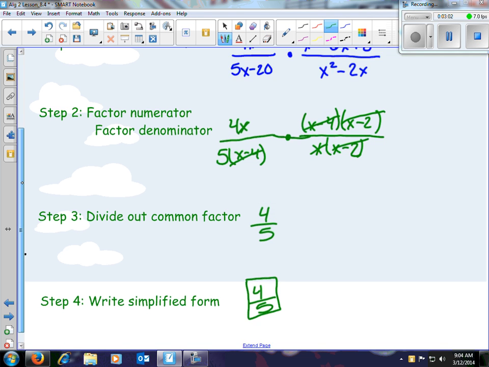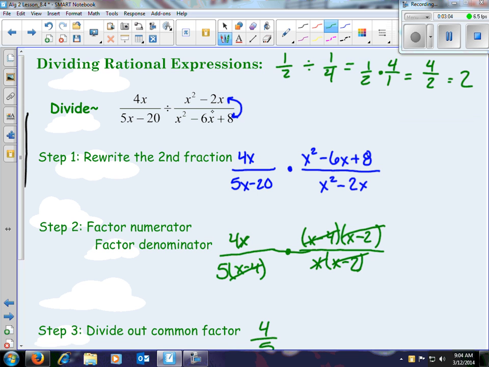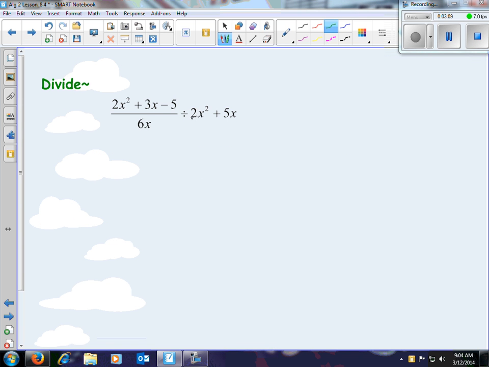So really, division isn't anything different than multiplication. We just have to remember to flip this piece. So our next problem, we're going to do the same thing. Now remember that this is over 1. Since that is over 1, when I rewrite my fraction, I'm going to have to flip it over. So I'm going to rewrite my fraction, 2x squared plus 3x minus 5 divided by 6x. And then I'm going to change my sign, so multiply by 1 over 2x squared plus 5x.